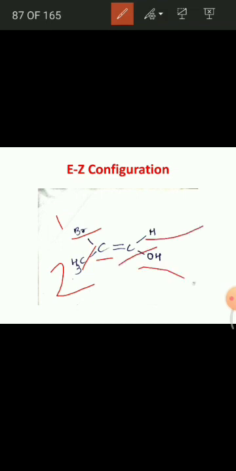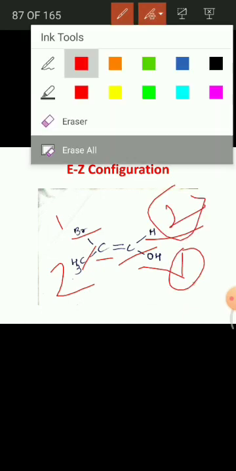For example, in this molecule, see here, to this sp2 carbon, bromine is attached, and here carbon is attached. As bromine has the higher atomic number, it will be given first priority, then methyl will be given second priority. And to this carbon, hydrogen is attached, and here oxygen is attached, hence this OH group is given first priority and hydrogen will be given second priority.